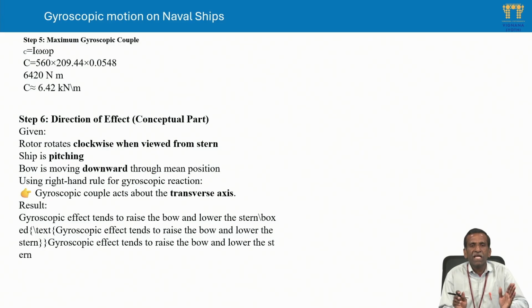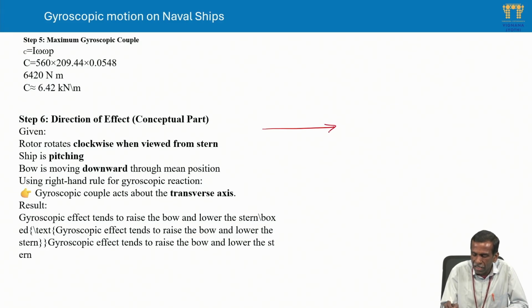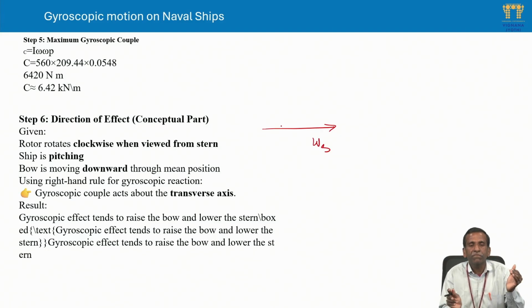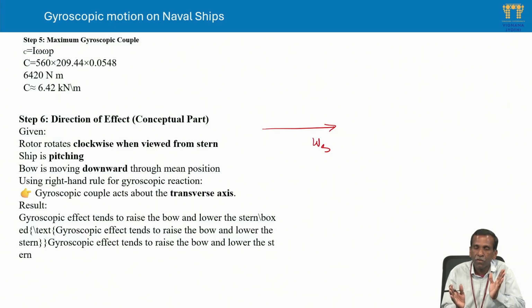Now the direction. The rotor rotates clockwise when viewed from the stern, the rear end, and as you know the ship is pitching. So the bow is moving because of the gyroscopic couple. I will draw a diagram here also. Let us say omega s is in this direction. If you observe from the rear end, then the pitching is about the transverse axis. The bow is moving down, moving up, and the stern is moving down. Let us take this case.